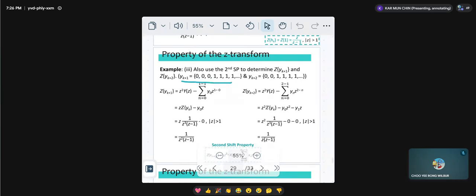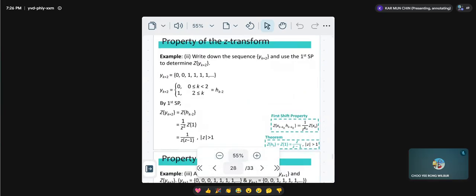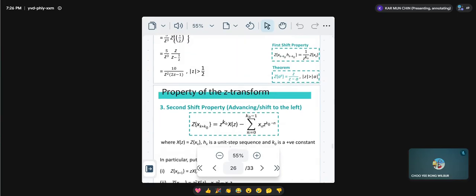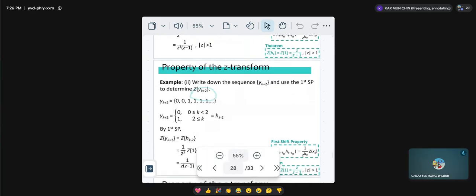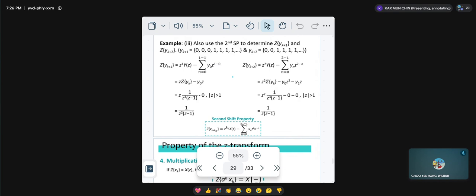Okay, so now you know how you get these two. Then you use the second shift property. The second shift property just now, we see this. This is the technique that I mentioned. So if it's just K plus 1, you just plug in this. This one will be very confusing, so you can straight away jump here.